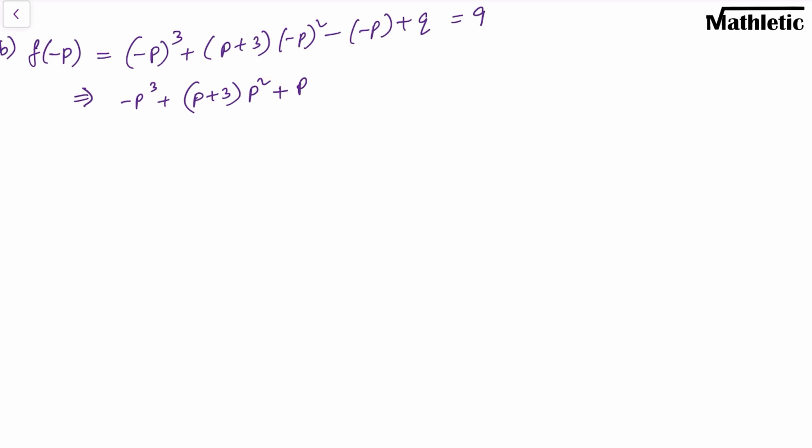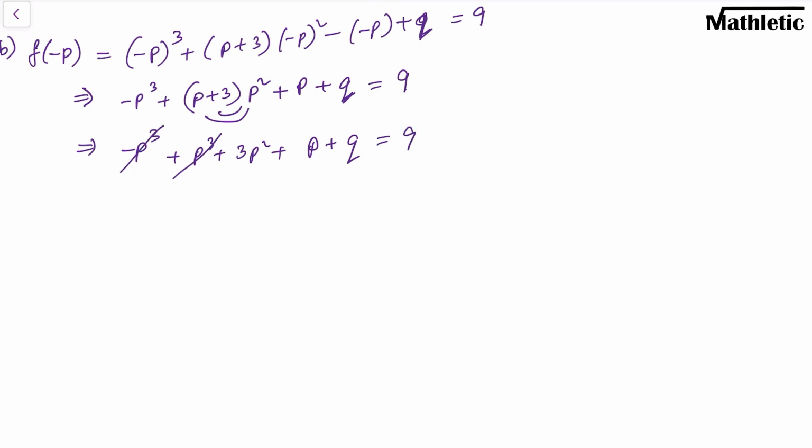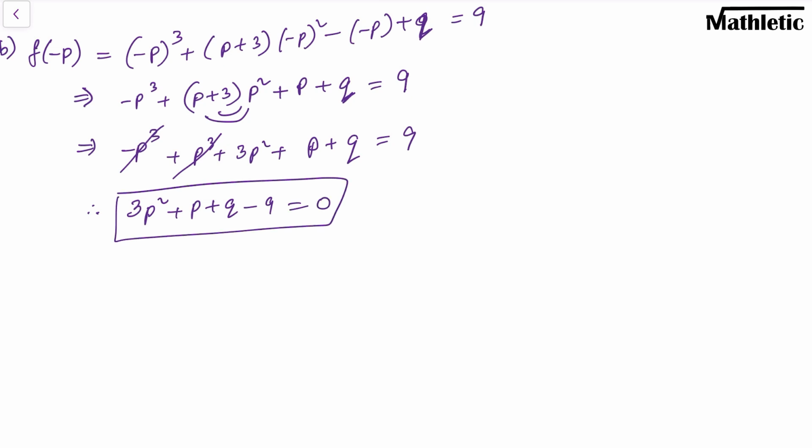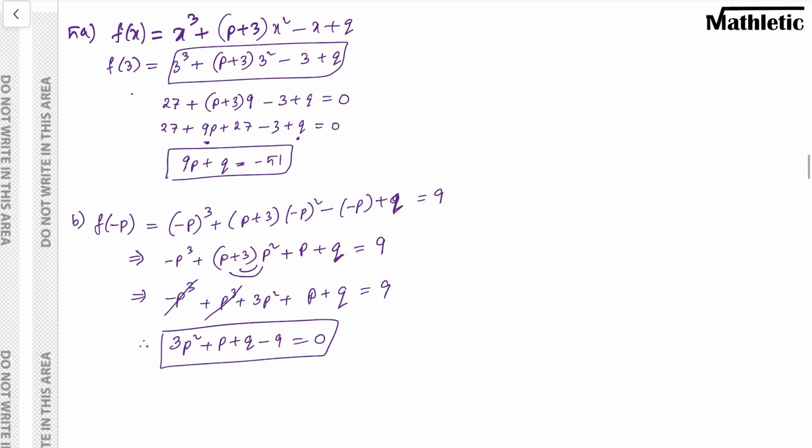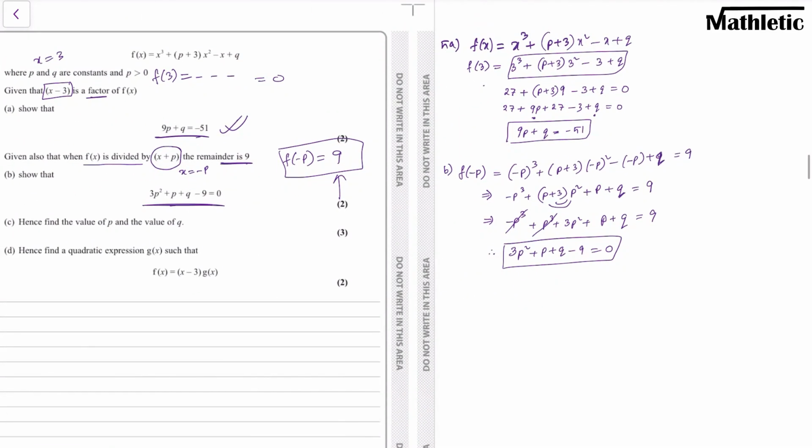Minus minus will give us plus here. This is actually q. So if I multiply this, I get p cubed, 3p squared, p plus q equals 9. So this gets cancelled out, and we are left with 3p squared plus p plus q minus 9 equals 0. So that's 5a, 5b. Done.